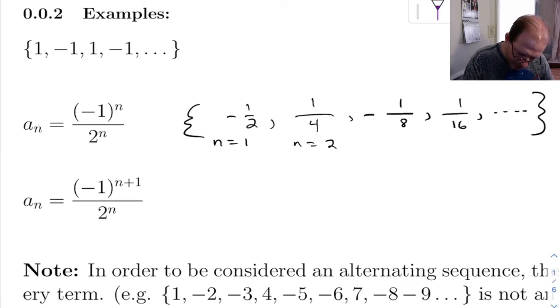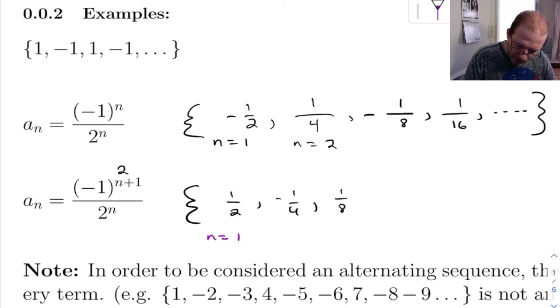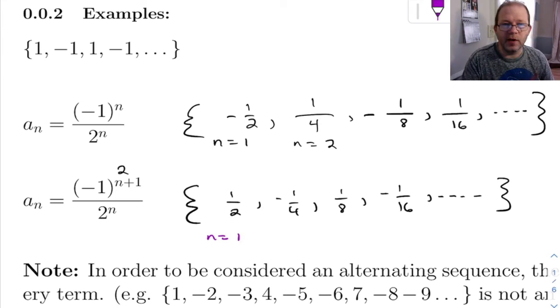Now look at this one. These 2 sequences, this one and this one, the only difference is the power on n here. So if we start writing this one out, starting at n equals 1, what do we get? We get negative 1 to the second power up here, so we get 1/2. Then we get negative 1/4, positive 1/8, negative 1/16. So I'm just writing these out because I'm not really explaining how I'm getting it, but I think it's apparent.